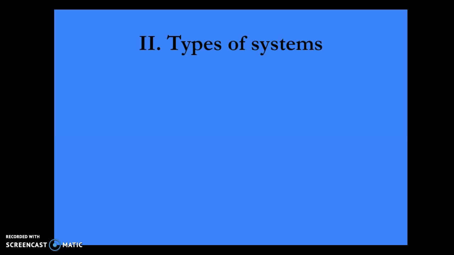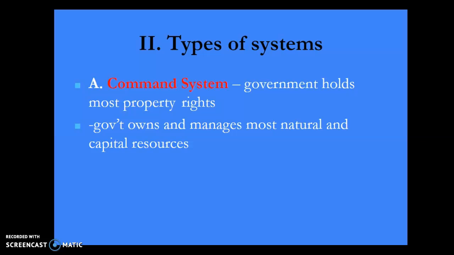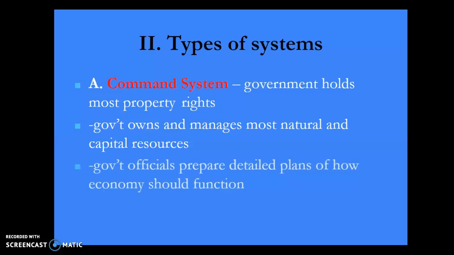So the type of system we're going to talk about first is going to be the command system. This is where the government holds most property rights. The government would own and manage most natural and capital resources. And the government officials prepare detailed plans of how the economy should function. So when you think about this type of system, you're pretty much going to be thinking about a communism type of government controlling this economic system where they're in control of everything.